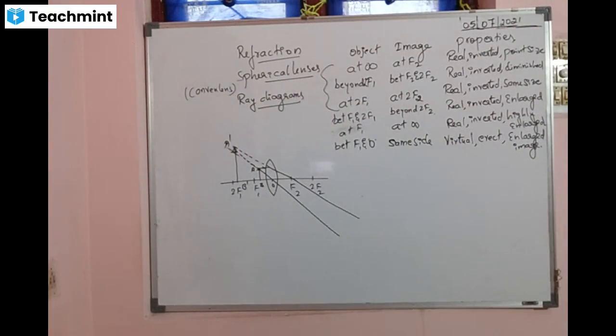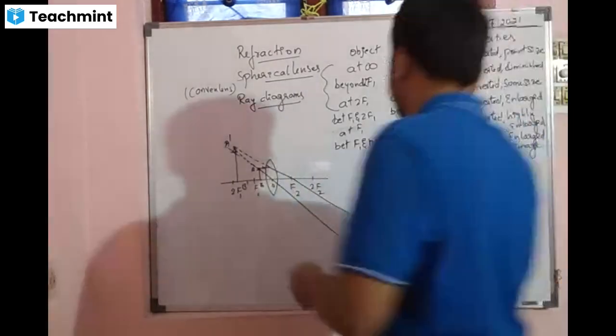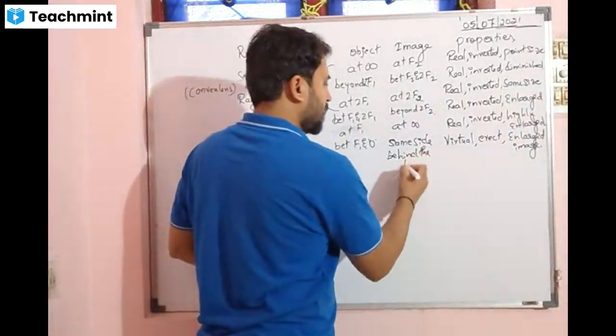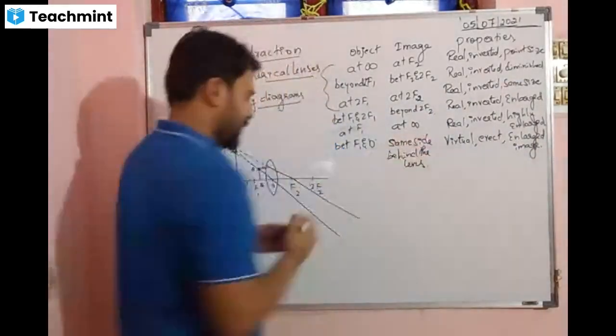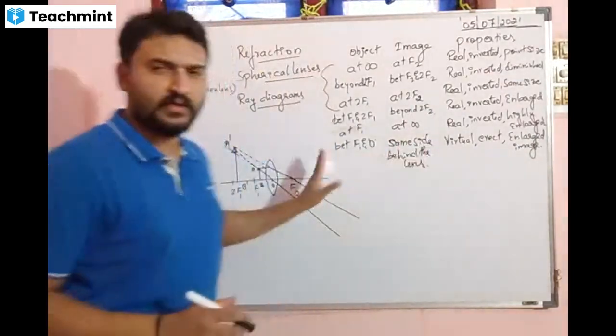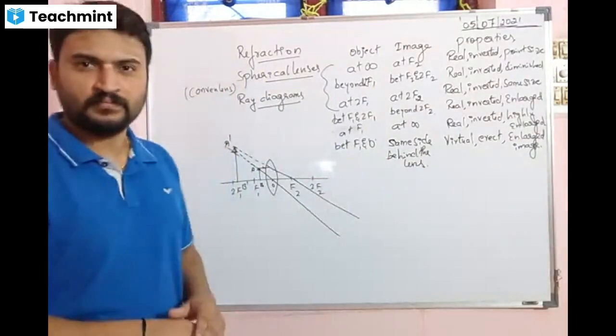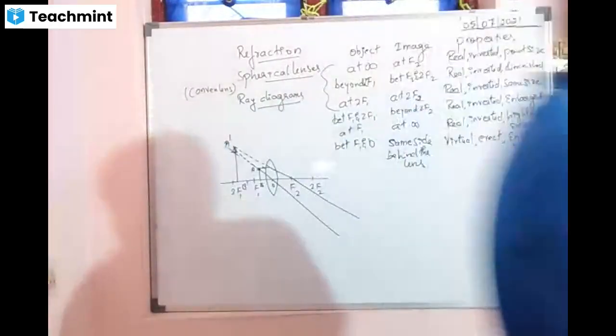Sir, can we write the position of the image as behind the lens? Yes, behind the lens only. On the same side means it is behind the lens. Both are on the same side, the same side as the object, or it is behind the lens. All right.